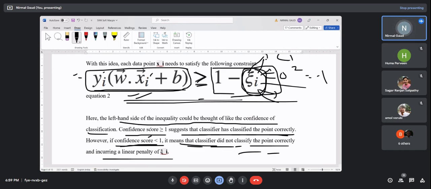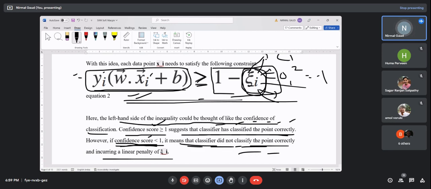Greater than or equal to 1 means the classifier has classified the point correctly, that means your error is 0. If the distance of error is still 1, I can manage something. But when the distance is going to increase, obviously it's a misclassification, then the score is less than 1. So it does not classify properly, it's quite clear from this only.